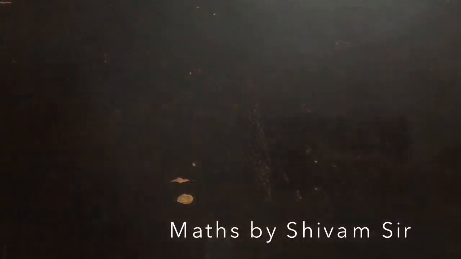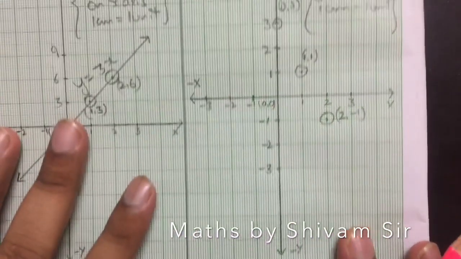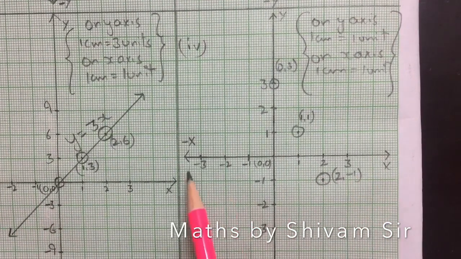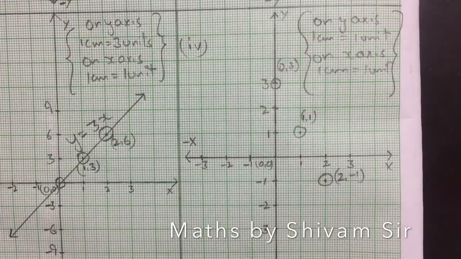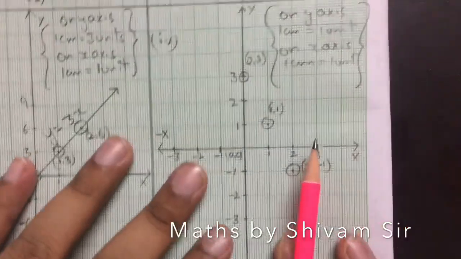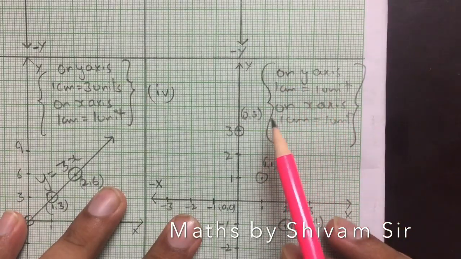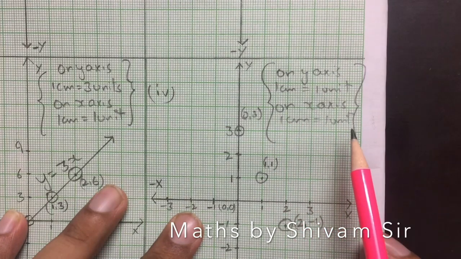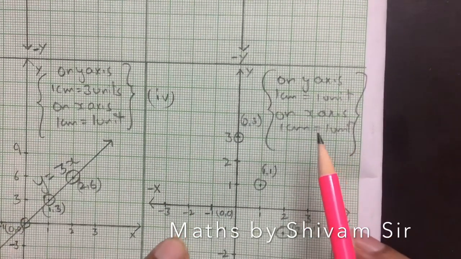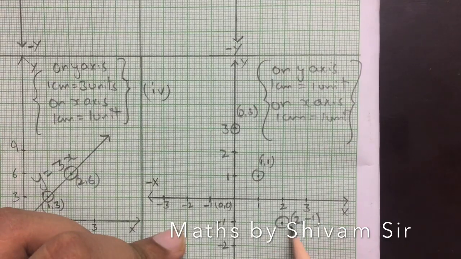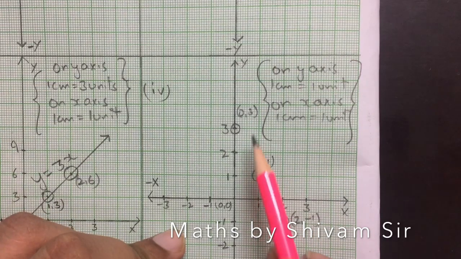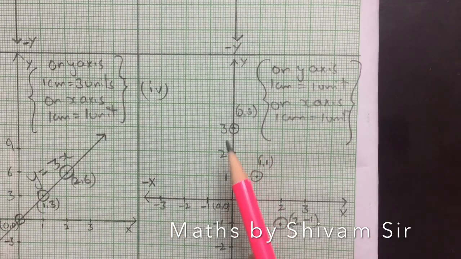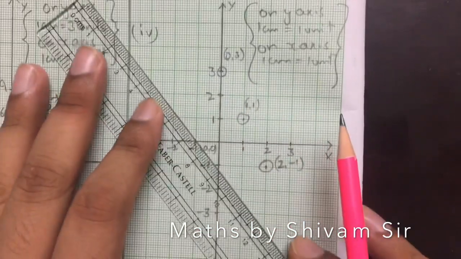So again, firstly draw the axis, then write down x, minus x, y, minus y, origin, scale on y-axis 1 centimeter is equal to 1 unit, on x-axis 1 centimeter is equal to 1 unit. Now the points 2, minus 1, 1, 1 and 0, 3. 0 on x-axis and 3 on y-axis. Now join it using scale.